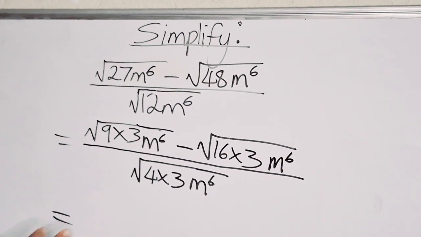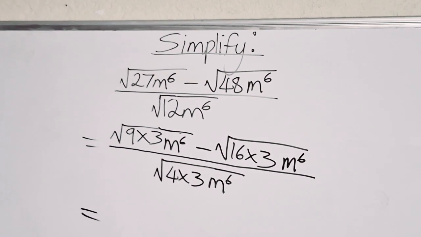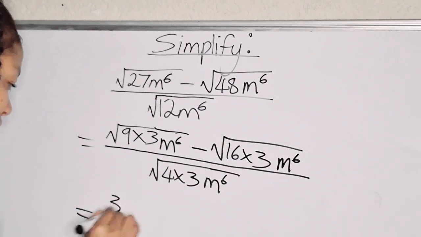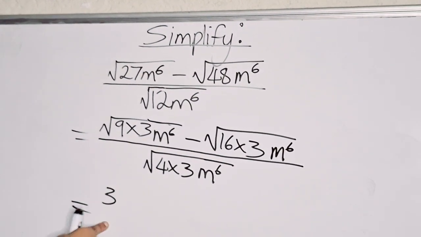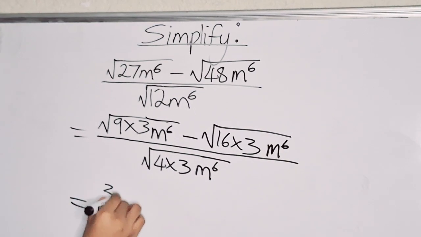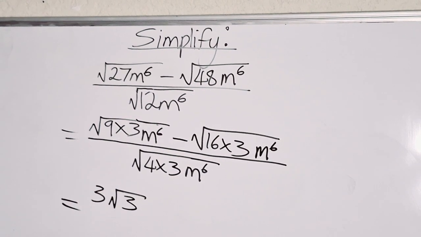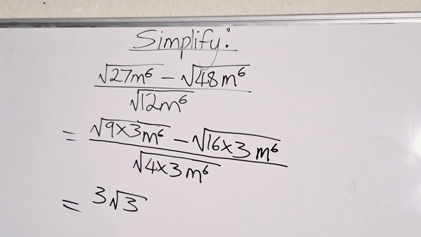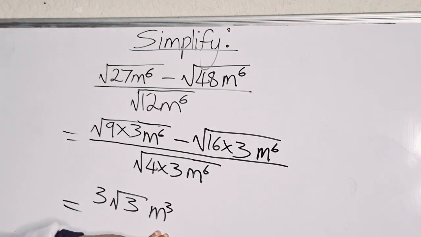The next step is to take the square root of the numbers that have a square root. For example, I said 9 has a square root, and the square root of 9 is 3. So we write 3, which is no longer under the square root. Then the square root of 3 stays. Then m to the power of 6, because it has a square root. The square root of m to the power of 6 is m to the power of 3. Why? Because m to the power of 3 multiplied by m to the power of 3 is m to the power of 6.